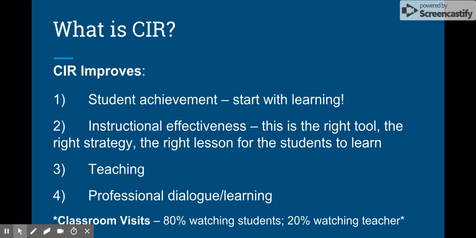Remember that when we come in to do a classroom visit, our goal is to be watching the students 80% of the time. We're really only watching the teacher 20% of the time, because the goal, again, ultimately is to increase student achievement.